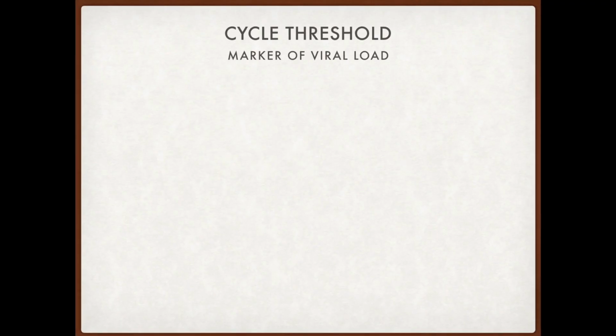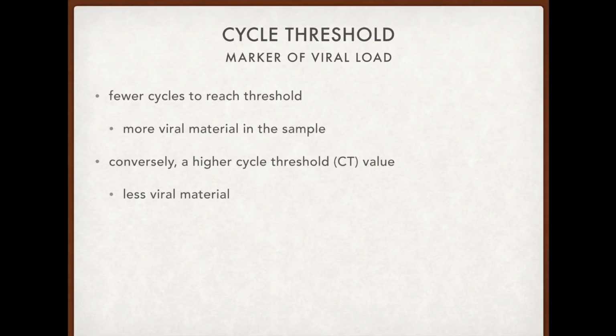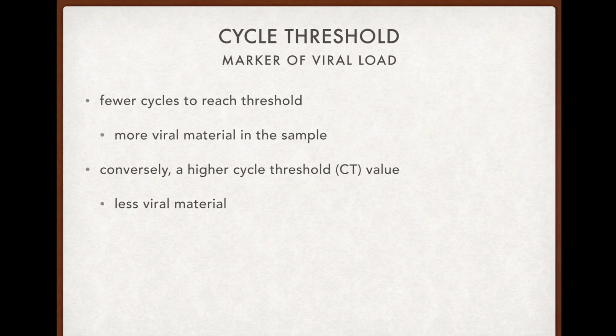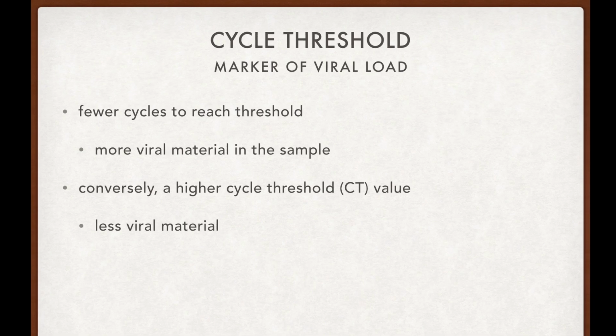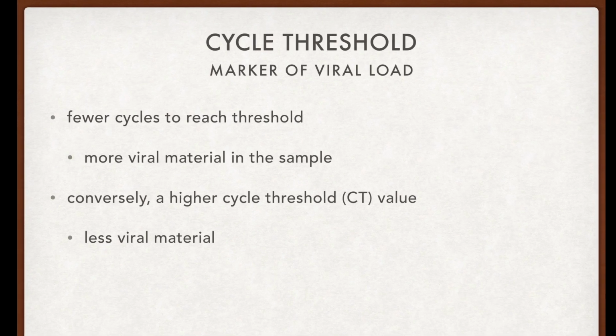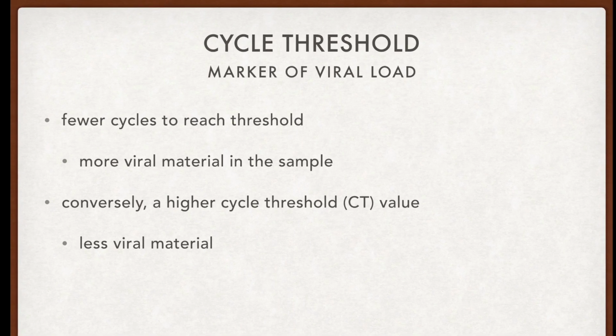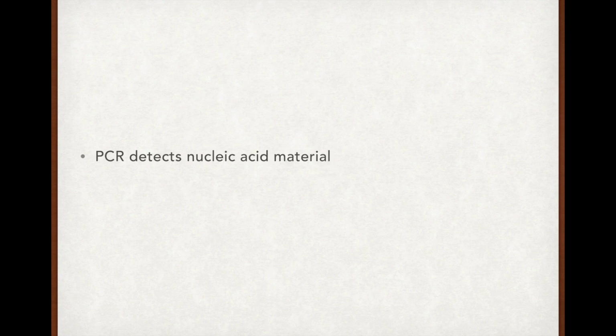The fewer doubling cycles it takes to reach the threshold value, the more viral material there was to begin with in the sample. Conversely, a higher CT value means that there was less viral material in the sample. So remember, PCR detects DNA material, but it is not a marker of viability of the virus.